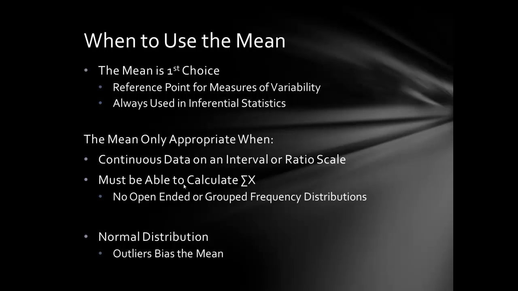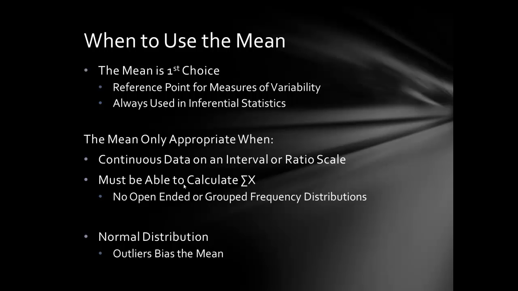So the mean is only appropriate when you have continuous data or on an interval or ratio scale. It's important that you have continuous data because the mean is often a decimal. And remember, if you have discrete data, it can only be whole numbers, so a decimal doesn't really make sense. It always bothers me when I see the census reports and it's like the average number of children in the United States is 2.7 or something like that. Well, you can't have a fraction of a child. So in that case, the mean would not be an appropriate way to describe that data.